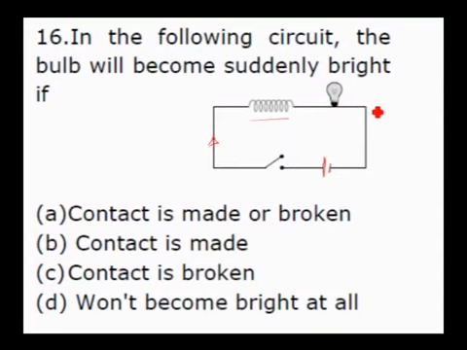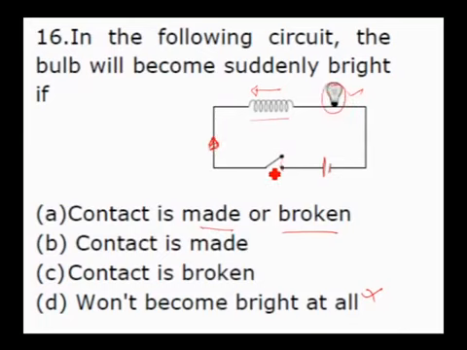The question is, when do we get the brightness more? Is it when the contact is made, when the contact is broken, in both situations, or will it not become bright at all? So what is the case? As you close the key, current flows through it and an induced current will be in the opposite direction. Because the induced current is opposing the main current, the bulb will not glow that brightly.